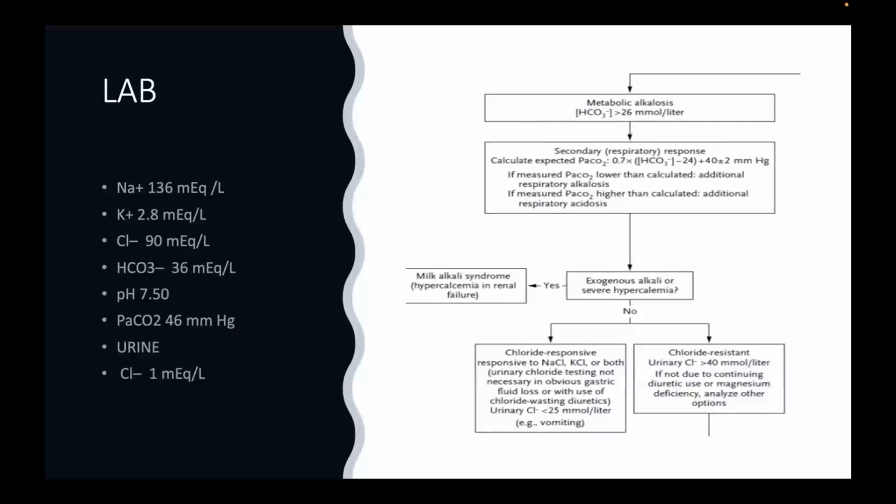Okay. Next, what will you do? Calculating the expected PaCO2. What is the formula? Expected PaCO2 is 0.7 times the change in bicarb, that is bicarb minus 24, plus 40, plus or minus 2. Basically, you'll be calculating 0.7 times the change in bicarb and adding it to the normal PCO2. That's what you're going to do, to see whether this patient is compensated or not.